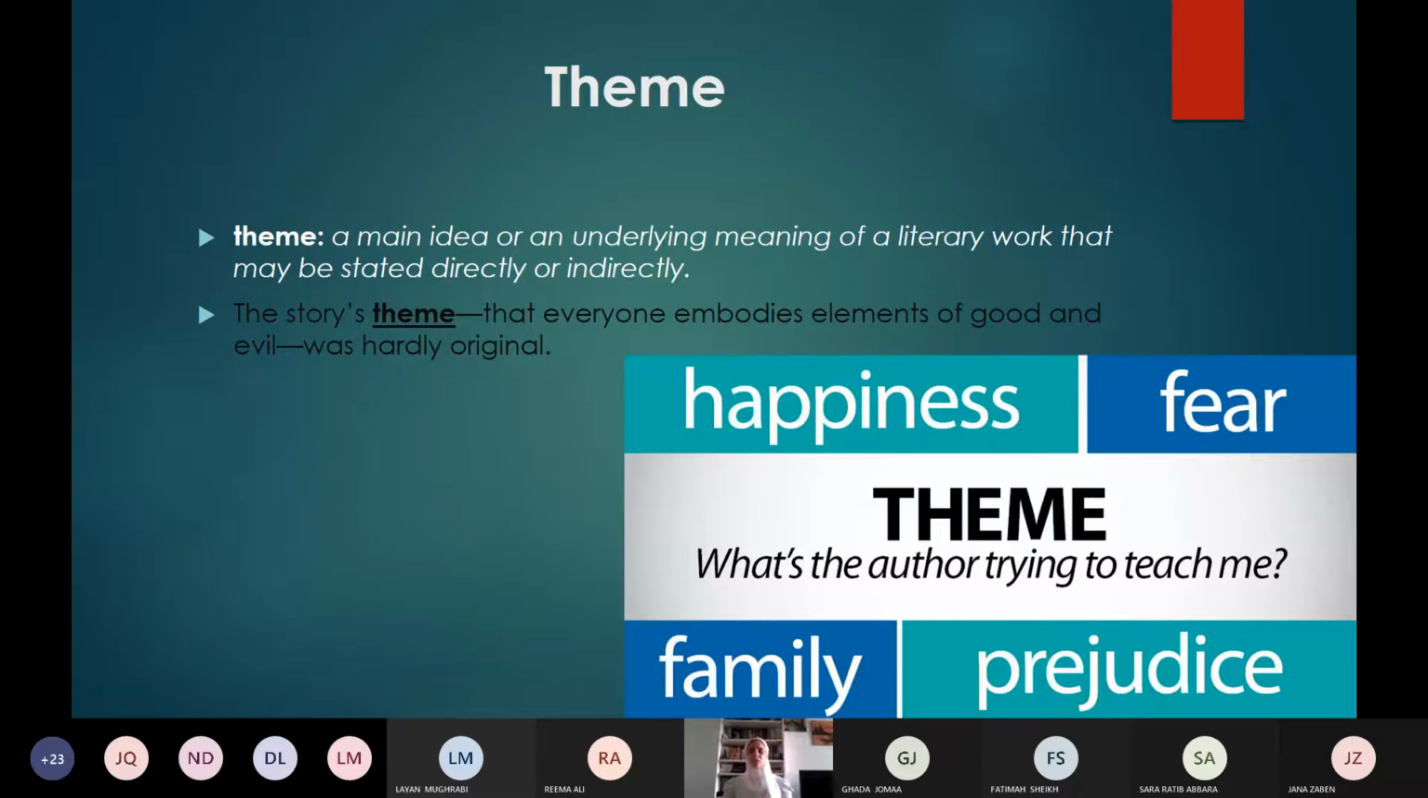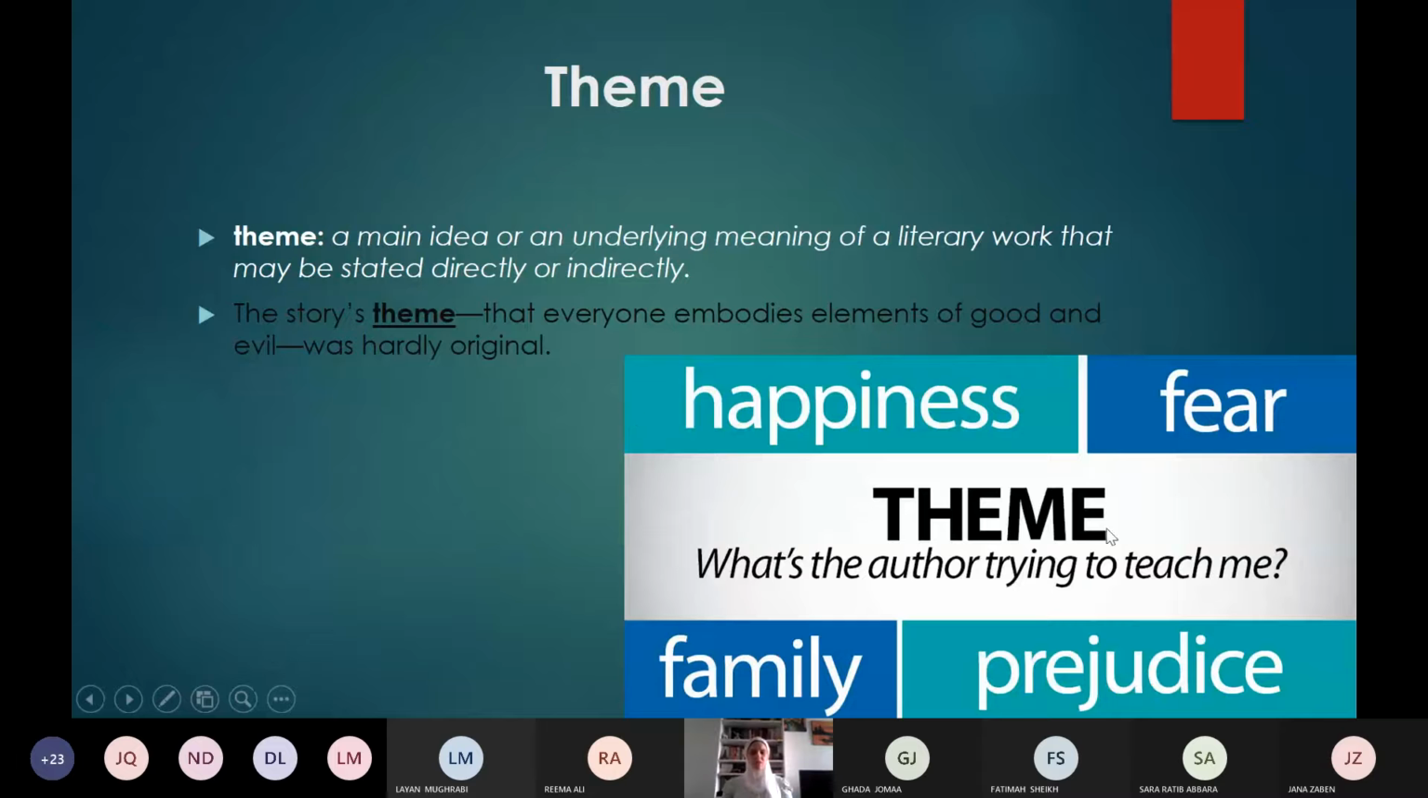Our unit is about what? The theme is about what, girls? Unit 1 was about traveling. Unit 2 is about what, girls? Good, teaching. Theme is the main idea or an underlying meaning of a literary work that may be stated directly or indirectly. The story's theme that everyone embodies elements of good and evil was hardly original.